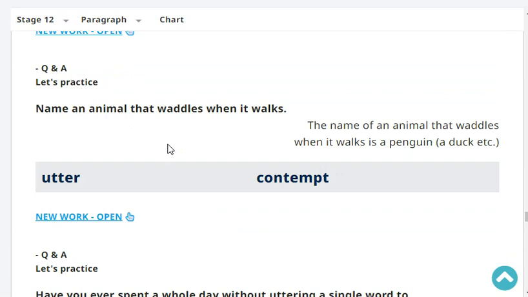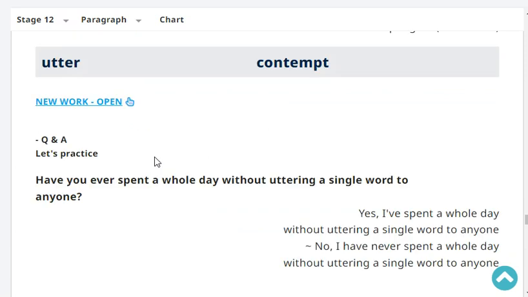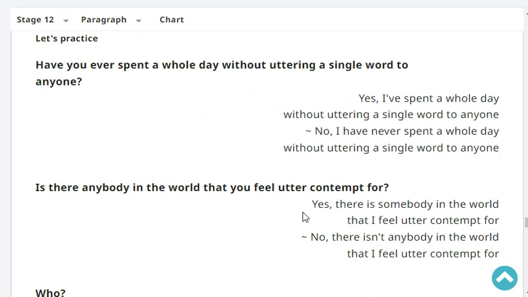Very good. Have you ever spent a whole day without uttering a single word to anyone? Yes or no? Oh, yes. I've spent a whole day without uttering a single word to anyone.